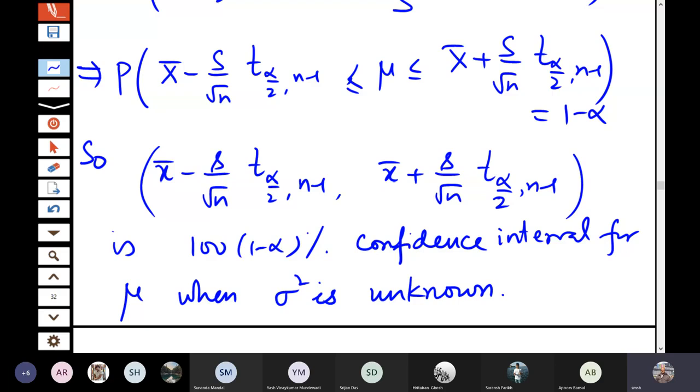So you have seen here that in place of the population standard deviation, we use the sample standard deviation. So this is the pivoting method, because here we are able to frame a certain statistic so that it has a known distribution, and then we simplify the inequality and just get a confidence interval here. Is it clear?